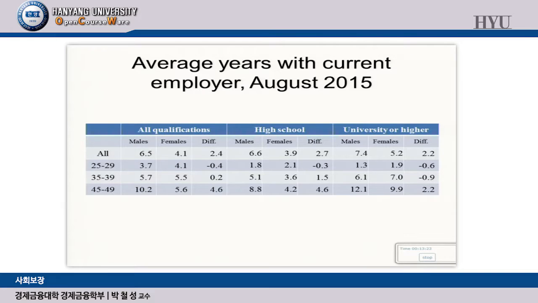Actually, when they are young, there is not much difference. Women actually have a slightly longer tenure. At 35 to 39, you see the differences, but they are not that big. But when you look at 45 to 49, it's 4.6 years versus 2.2 years. Okay, so dropping out of the labor force in the middle.